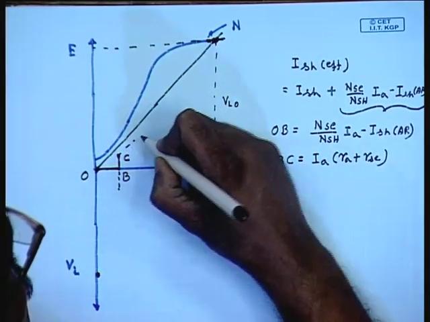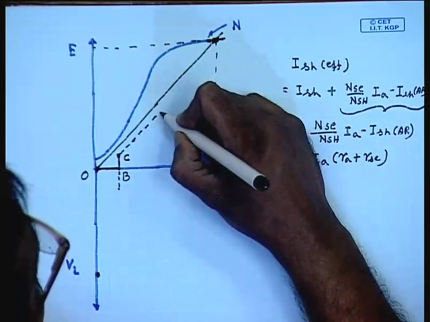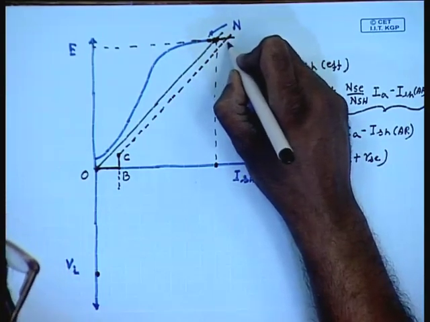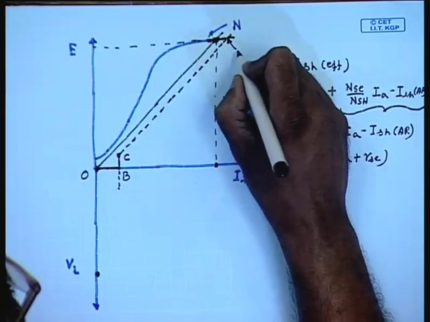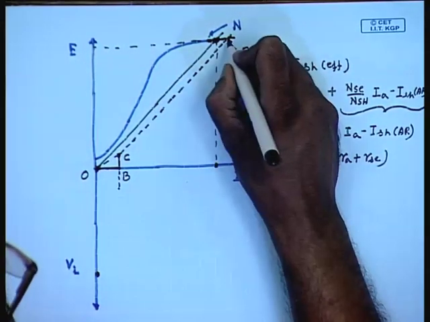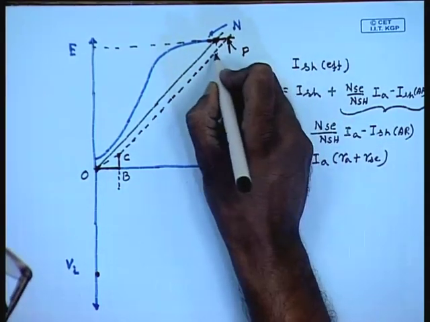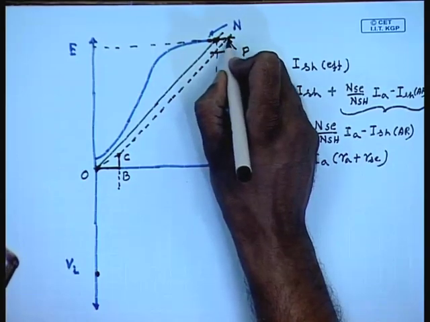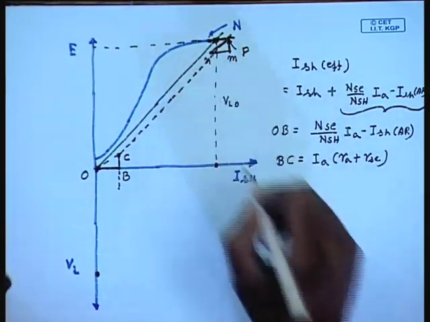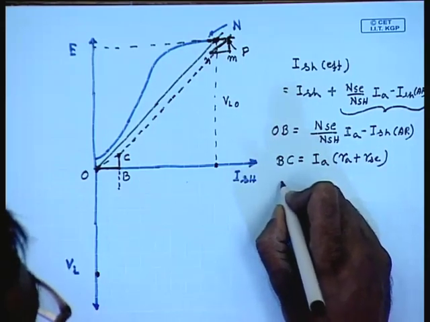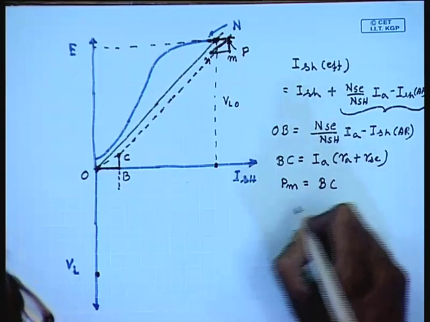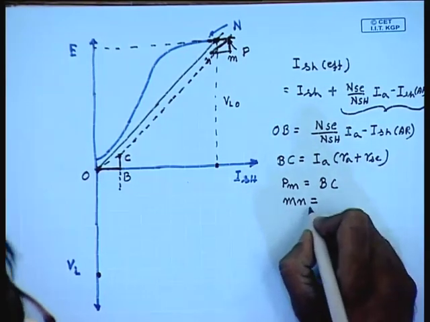Let us draw a line parallel to the shunt field load line to intersect the OCC at a point P. Now at P, you draw a similar triangle PMN where PM equal to BC and MN equal to OB.